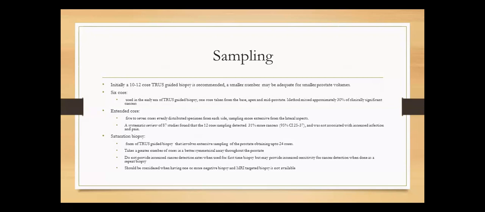There's another form of sampling called the saturation biopsy. Saturation biopsy is whereby we increase the number of cores per lobe. We go to a total of 24 cores. This number of cores is symmetrically distributed throughout the prostate. It is not advised as an initial biopsy in biopsy-naive patients, as it does not offer any superior benefit to the extended core sampling. But in cases of repeat biopsy, it does have some benefit in detecting cancer.